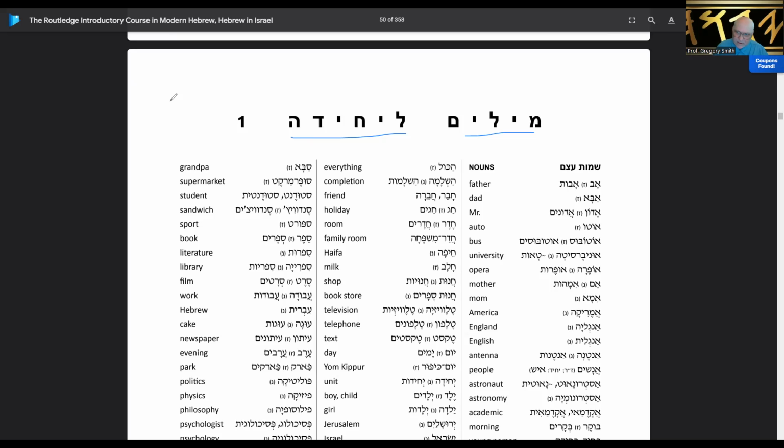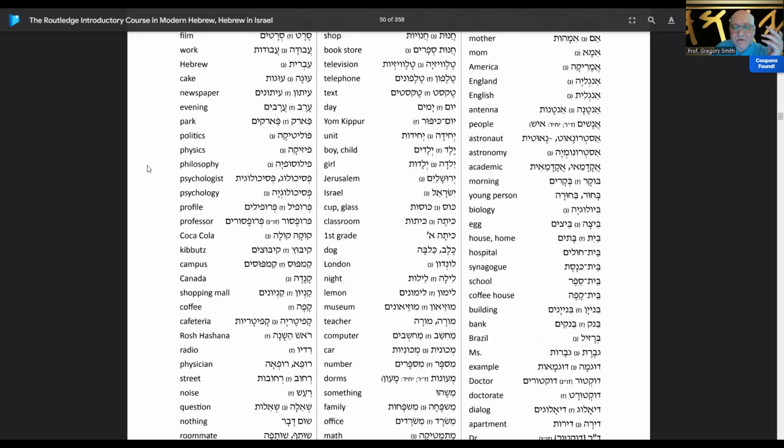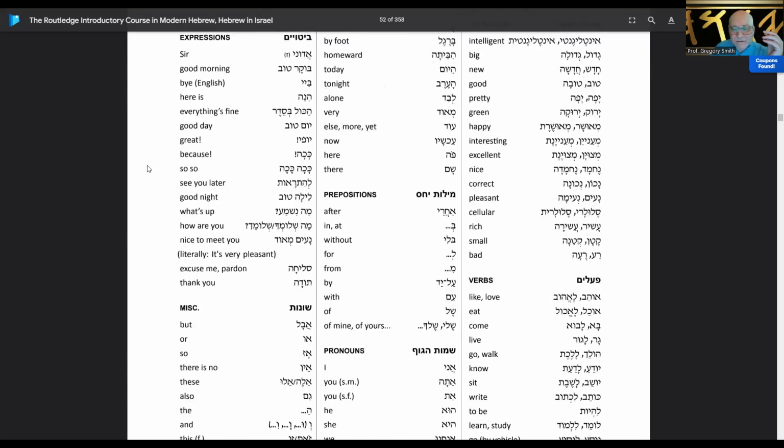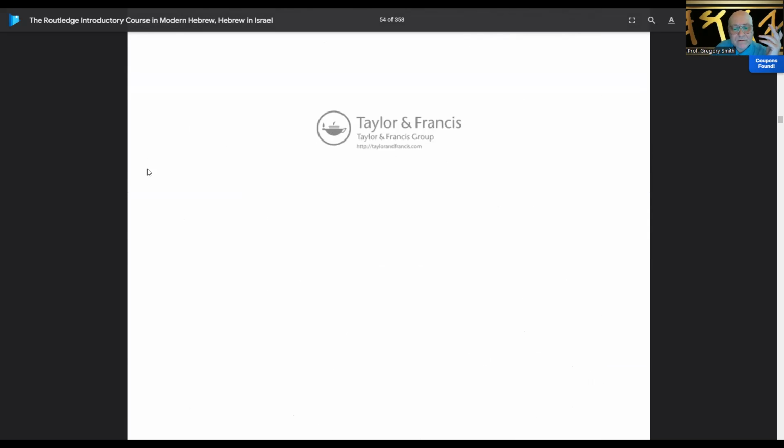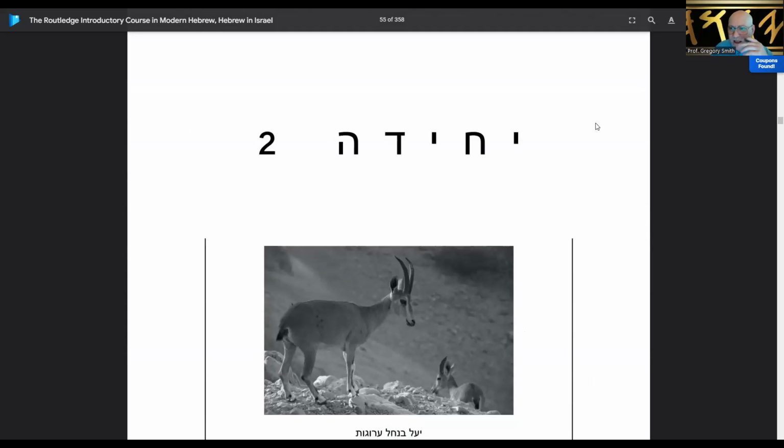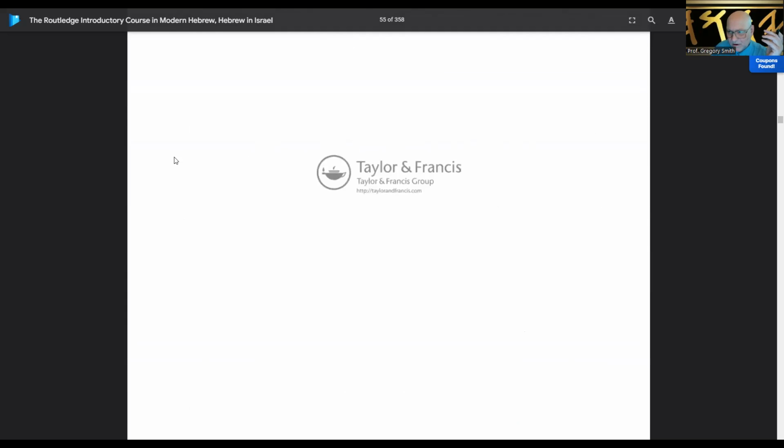Milim layehida. Okay, so the words for the unit, essentially. Basically what I plan to do is just go down through these vocabulary words, and that will finish unit 1. And then we'll have unit 2 that I'll begin working on.